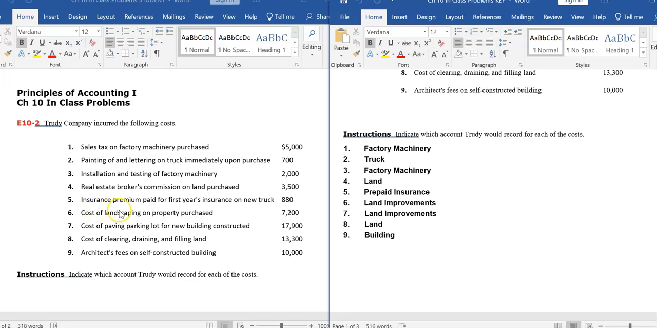Cost of landscaping on the property purchased. We purchased land or property and we had to landscape it before we could use it for its intended use. So the cost of landscaping is an additional cost. But instead of recording that in with the land, we keep track of any improvements to land in a separate long-term asset account. So it will go in land improvements.